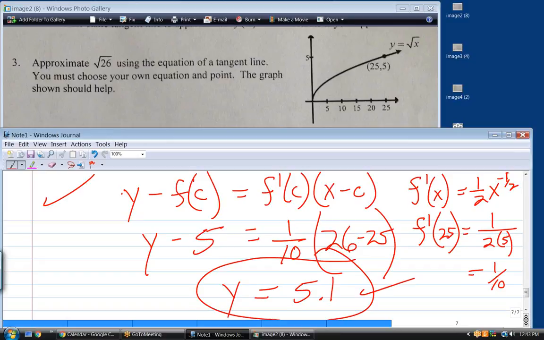I have a calculator here. 5.099. It's actually pretty incredible how accurate these things are. Our real value is 5.099. And we came up with 5.1 just using an approximation method.